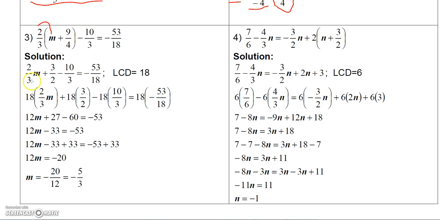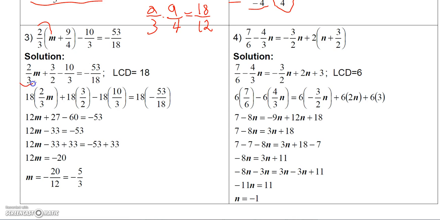So I have 2/3 times m, and then you're going to multiply 2/3 times 9/4. You can do that on scratch paper if you want to. 2/3 times 9/4, so that's going to be 2 times 9, which is 18. I could also cancel here, but I'm just going to do it this way. 3 times 4 is 12. So then I have 18 over 12, and if I reduce that by dividing the top by 6 and the bottom by 6, that reduces to 3/2.